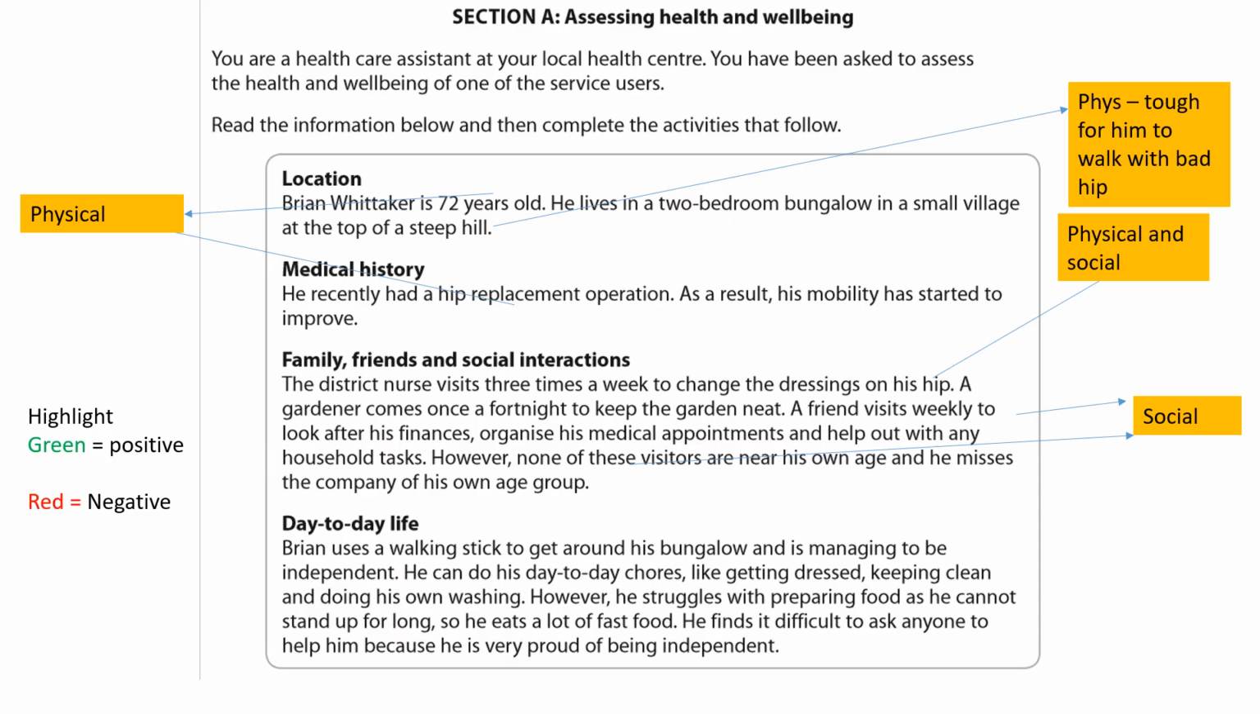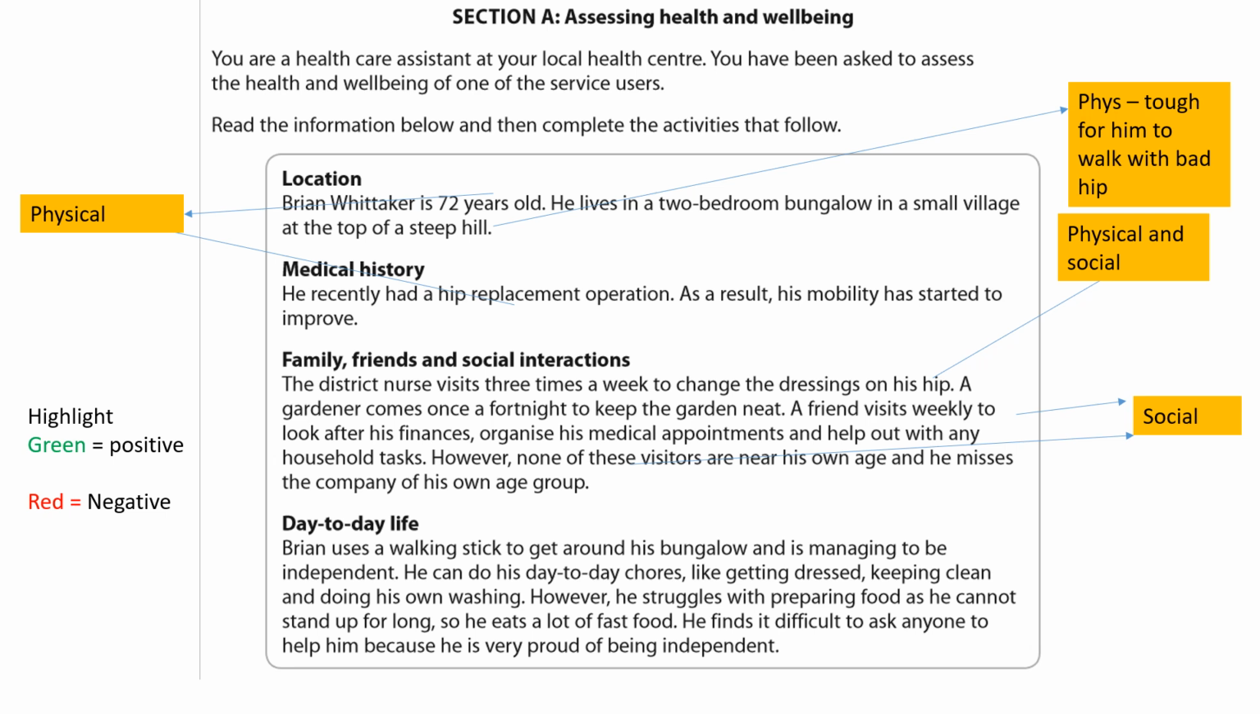So as you turn the first page, you will see the vocational scenario. Here we have Brian Whittaker, who's 72 years old. We find out that he lives in a 2-bedroom bungalow, a small village, and that he lives on top of a steep hill. The steep hill is quite important to notice, especially as we notice on his medical history he's had a recent hip operation. So you might want to put a little arrow saying physical, tough for him to walk with his bad hip, let alone coming up a steep hill. He may find mobility hard.